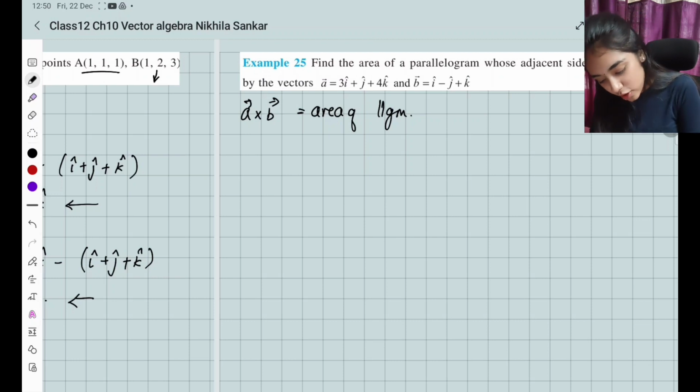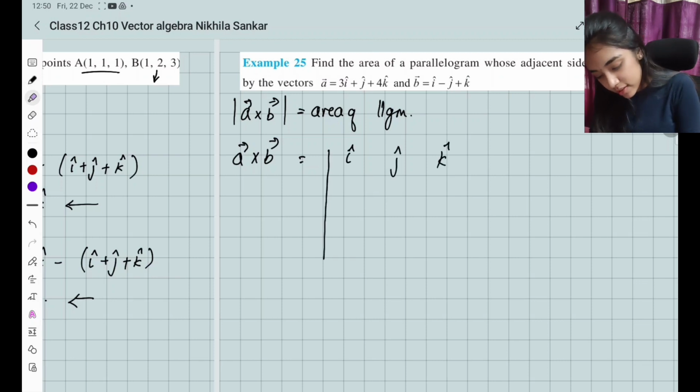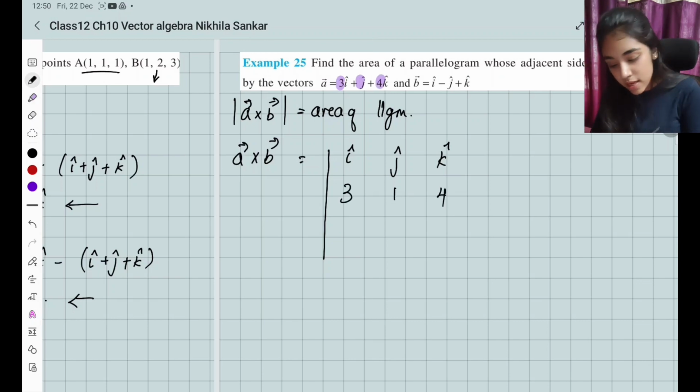So what is A cross B? Let me find that. It is going to be the magnitude of this. So first let us find A cross B. So I have i cap, j cap, k cap. And what are the values? 3, 1, 4. In the first row, 3, 1, 4. For A cross B, in the first row you must always write A's values. Then what is B's? It is going to be 1, minus 1 and 1. So 1, minus 1 and 1.